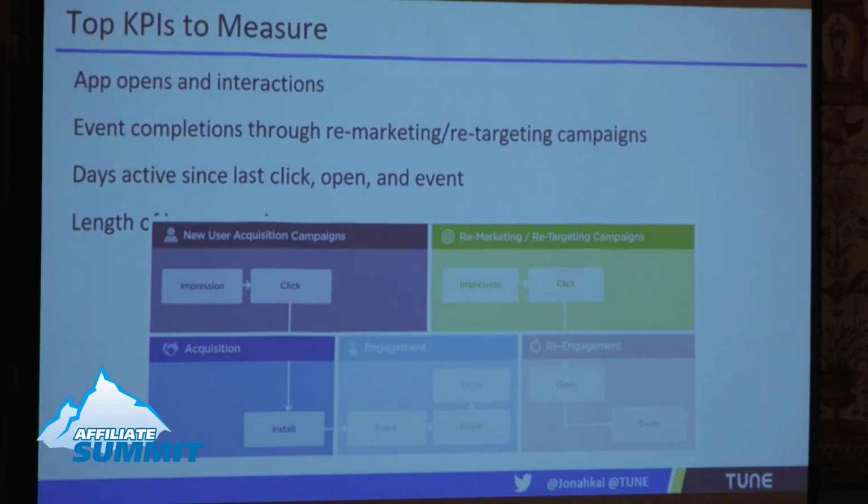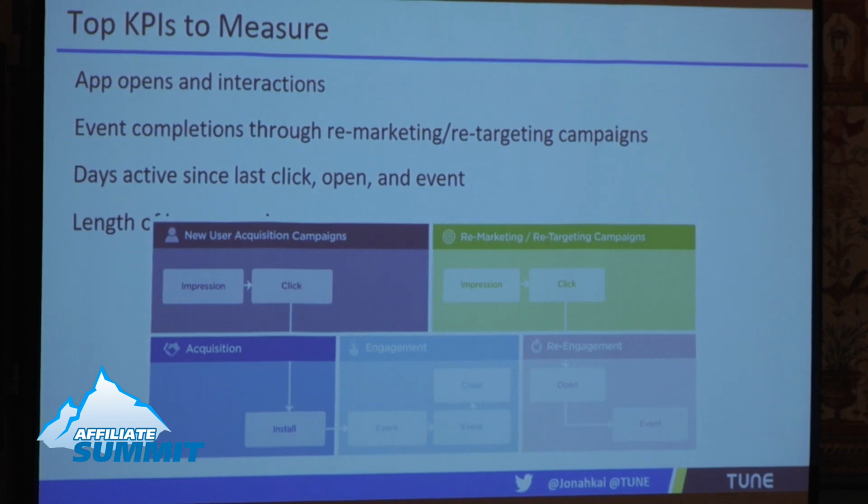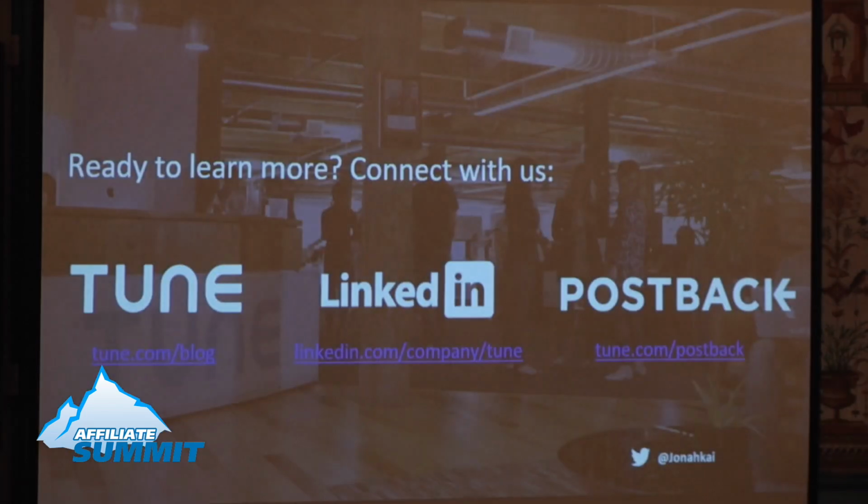And finally, some of the top KPIs for you to measure if you're looking at mobile are opens, interactions, and event completions, through remarketing or retargeting campaigns as well. Remarketing and retargeting are those in-app events, so it's kind of like marketing automation. It's how do you re-engage with them? Also things we look at are days active since last click, open or event, and that also tells the length of the customer relationship. I cut off my slide, I'm sorry.